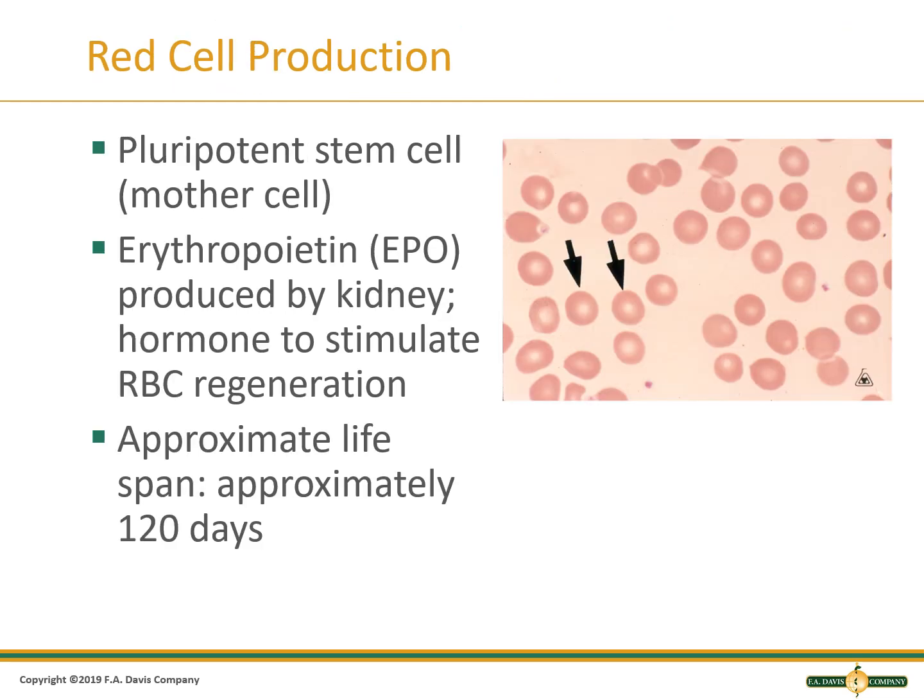When it comes to red cell production, it all starts with the pluripotent stem cell. So you kind of think of that as the mother cell. And these cells can be very versatile in all the different cells that they can produce, but right now we're just going to be talking about red cell production. The erythropoietin, or the EPO, is produced by the kidney, and this is a hormone that stimulates the red blood cell regeneration, so it plays a vital role in red blood cell production. Once the red blood cell meets full maturation, the approximate lifespan is 120 days.